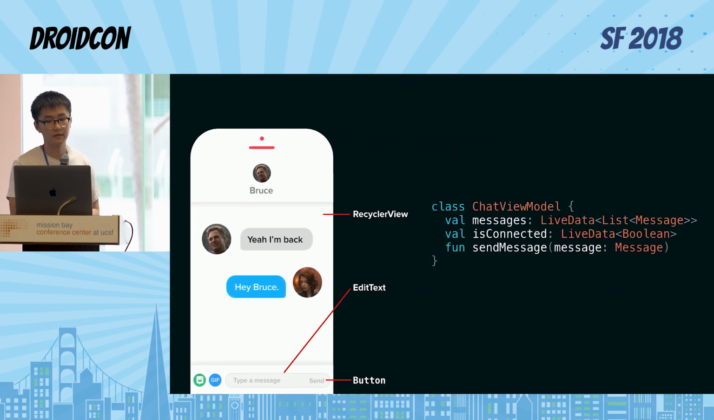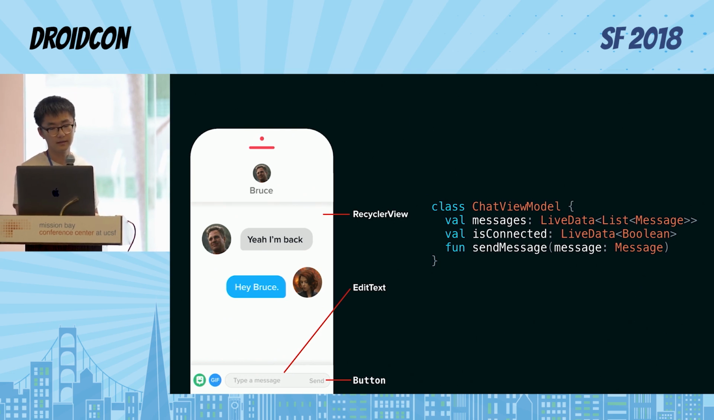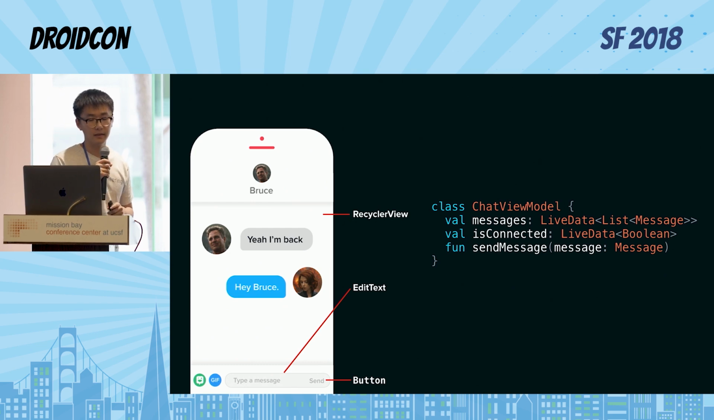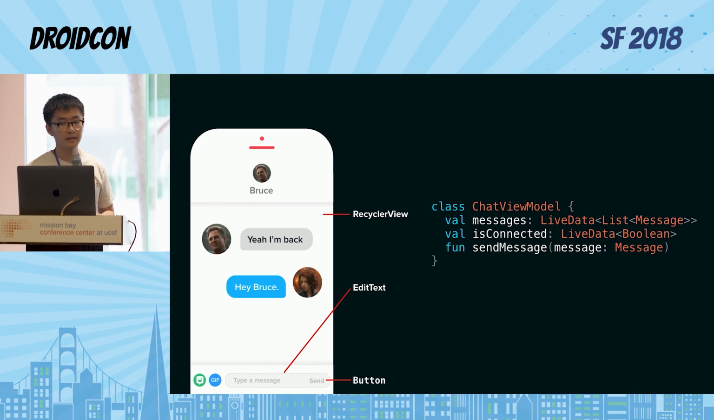The view logic of this chat view is encapsulated by a view model. The chat view model has 3 properties. It has a live data that provides messages to be displayed on the recycler view. Since we don't want the user to send messages when there's no internet connection, we use an isConnected live data to disable the send button when the app is offline and enable it when the connection is back. In addition, when the user clicks on the send button, the view will call the send message method on the view model.